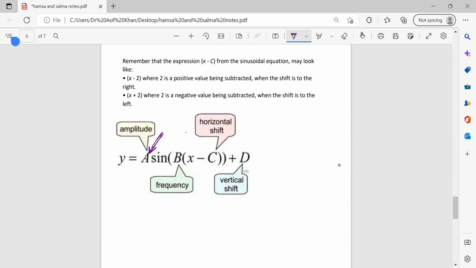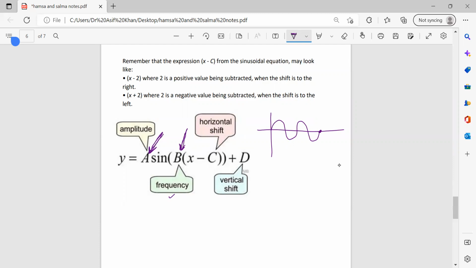Whenever we are talking about B, what does this B represent? This B represents the frequency. If it is 2, it means from 0 to 360, 2 curves will be there. If it is 3, it means 3 curves will be there. So this B represents the frequency.